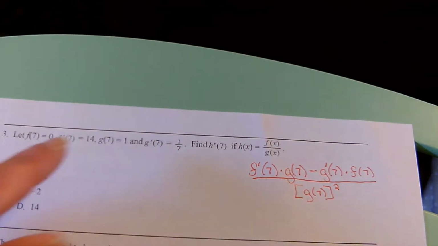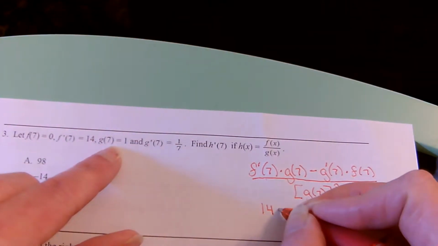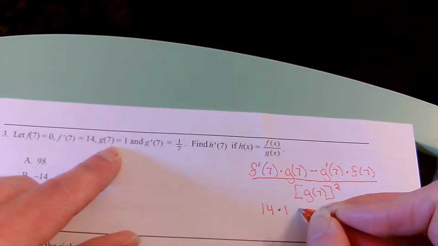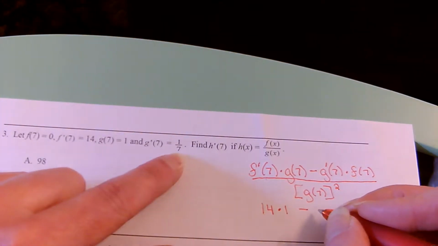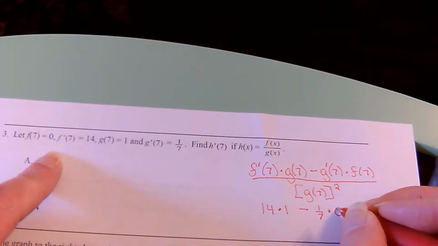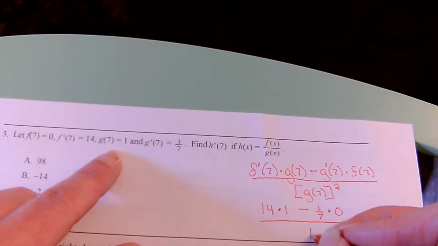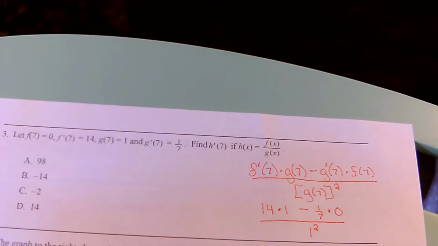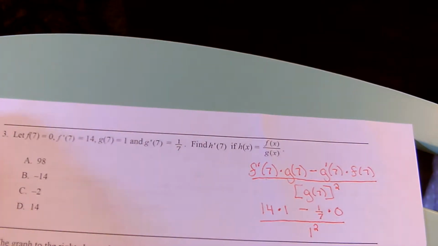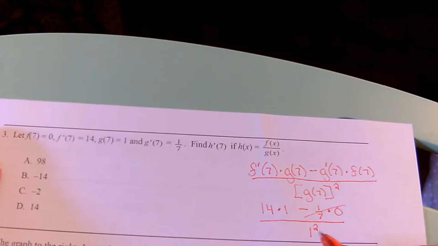So we've got all this information given to us, we've just got to plug it in. F prime of 7 is 14. G of 7 is 1, minus the derivative of g at 7 is 1/7 times f of 7, which is 0, divided by g of 7, which was 1, squared. Well, this gives me 0, and so I have 14 times 1 divided by 1, that gives me 14.